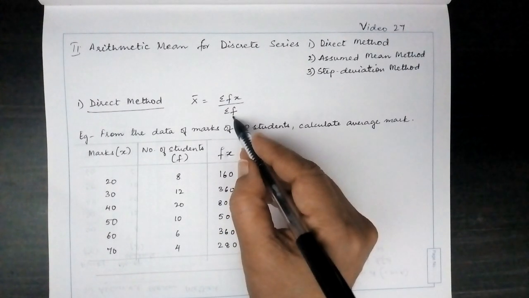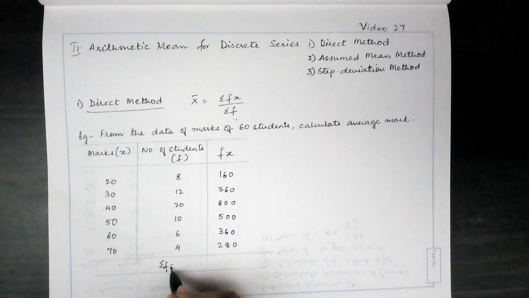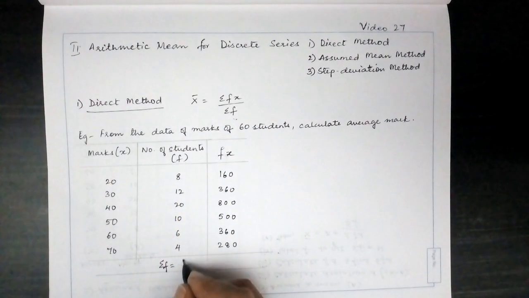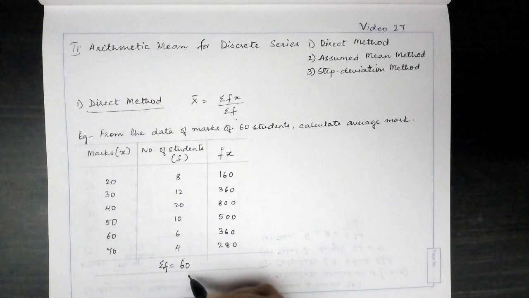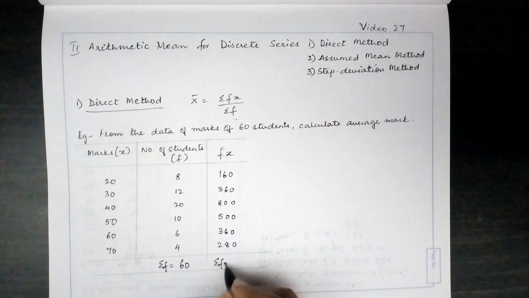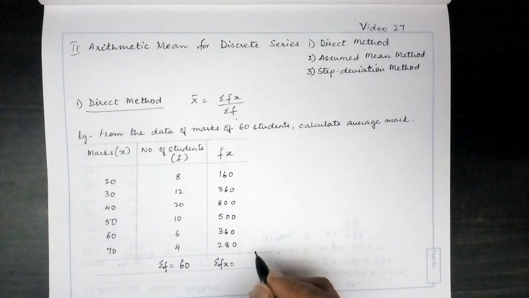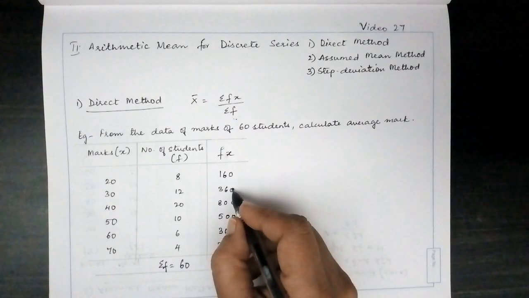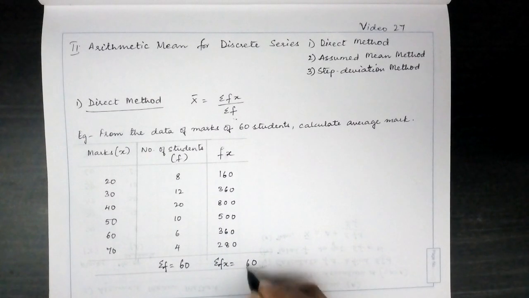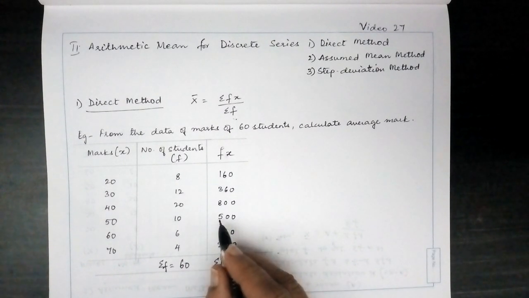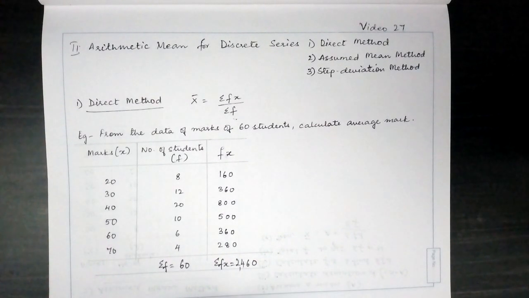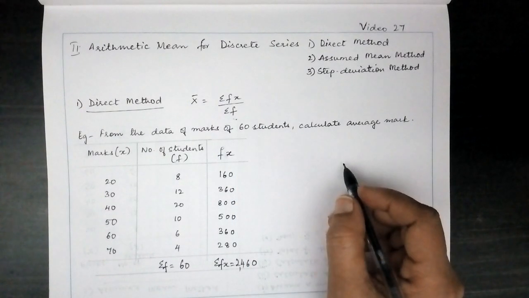Now what is required? Sigma f. Sigma f is the total number of times the marks have occurred or the number of students, which we are already given, 60. Even if you add all this, we will get 60. Now we need to find sigma fx. So that is the sum of this product of frequency and marks. So now let's total them, and you get 2460.